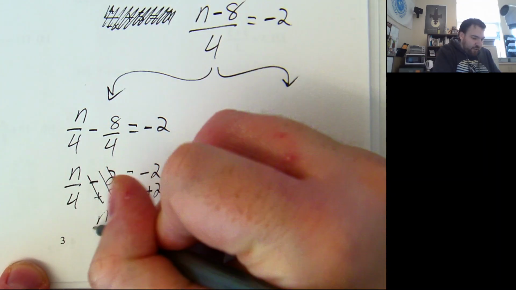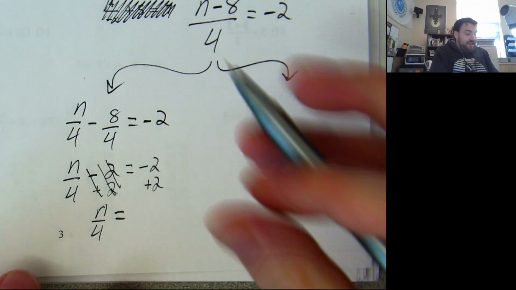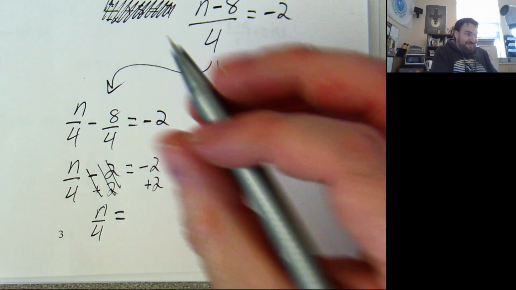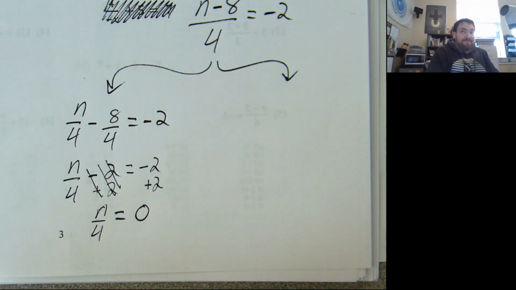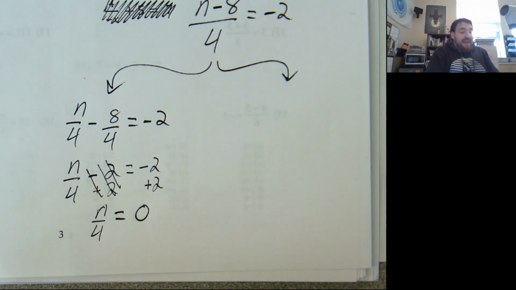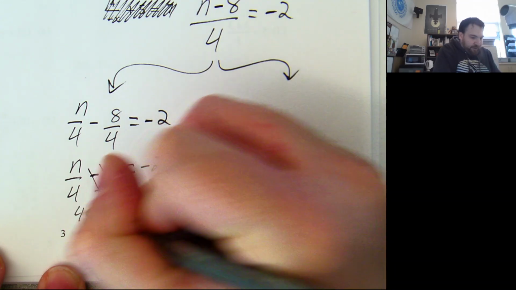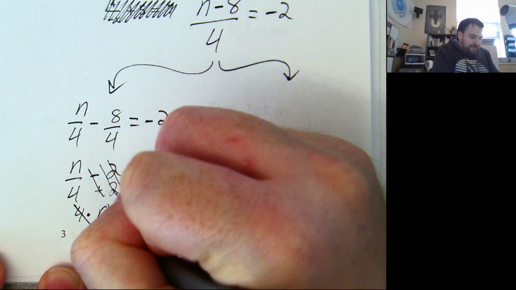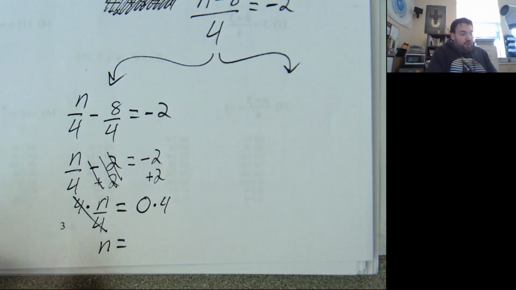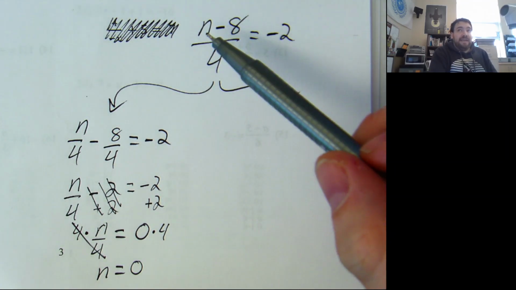So I'm going to get n over 4 equals, what's negative 2 plus 2? Careful, Acom. Don't screw people up. Negative 2 plus 2 is 0. So we're going to get n over 4 equals 0. And now to get n by itself, because I'm dividing by 4, we're going to multiply both sides by 4. 4 divided by 4 is 1, so that's going to give me just n there. What's 0 times 4? 0. So the answer to this question is n equals 0.